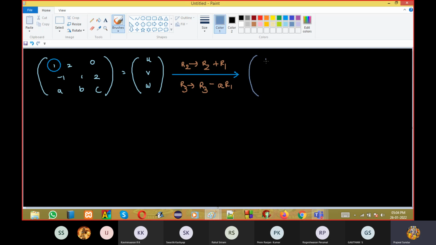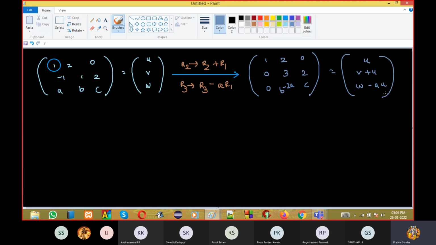So now you will get 1, 2, 0, 0, 3, 2, B minus 2A. This will be C, correct? Minus 2A it will be C. Now look at this carefully. You are taking this as vector U, this as vector V, this as vector W. Whatever operation you are performing on this side, you also perform on this side. Meaning this cell write as U, this cell write as V plus U, this write as W minus AU.